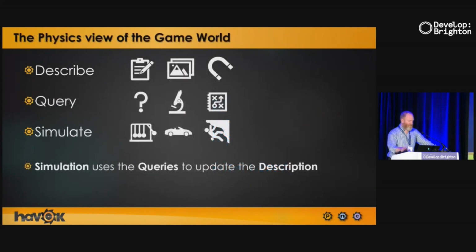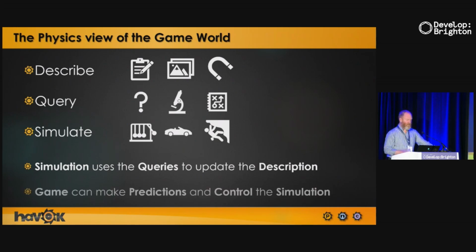But if we look at the physics view of the game world, similarly, we're talking about describing it. We're talking about being able to query it. We're talking about being able to simulate it. And the simulation is using the queries to update the description. It's doing it rather than your game logic doing it. But your game should also be able to use the same set of queries to make predictions. And also it should have control over the simulation. So there very much is a correlation between the psychology view of the scientific process and our needs in the game world.